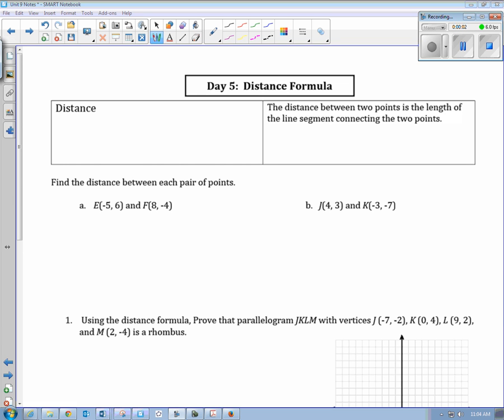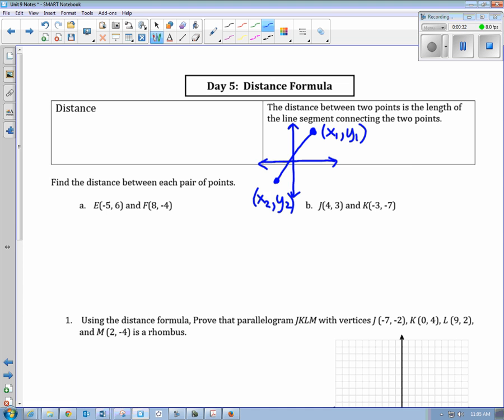Today's notes are on distance formula. When we use the distance formula, we are technically connecting two segments on a coordinate plane, and we are finding the distance between them, which is the same as calculating the length of the segment that connects them. So if one of our points is x1, y1, and our other point is x2, y2, and we're looking for the distance between them, we are technically finding the length of the segment that connects them.